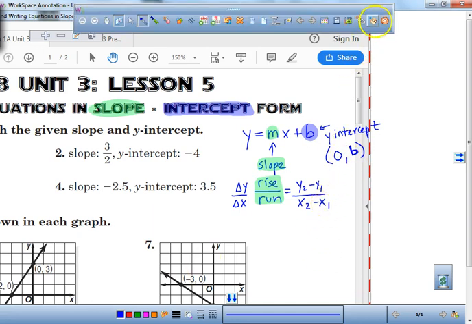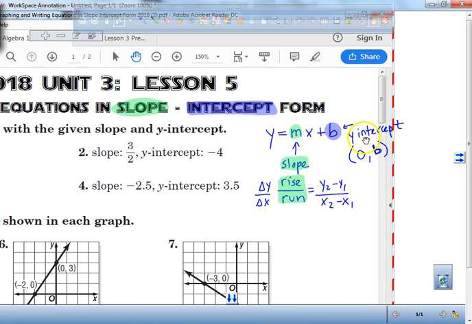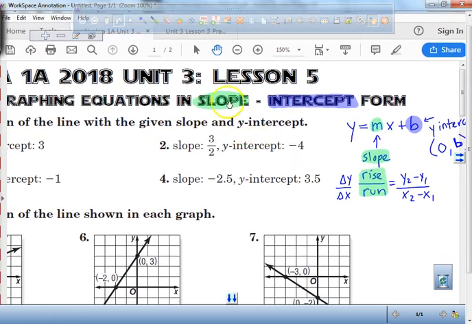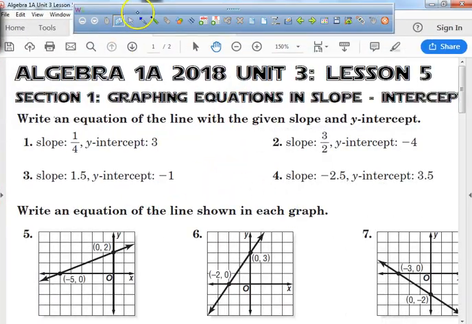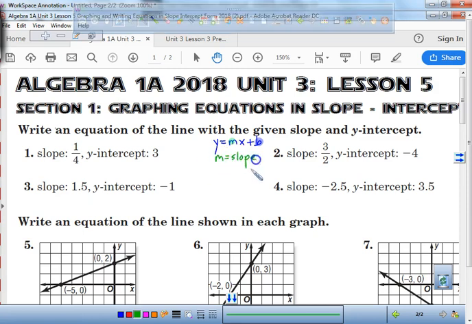On the first few problems, now that we know that the m value represents the slope and the b value represents the y-intercept, we're going to do problem number 1. I'm going to write y equals mx plus b, and highlight the m value in green and the b value in blue. The m value equals the slope. The b value is the y-intercept. It's where the line crosses the y-axis.